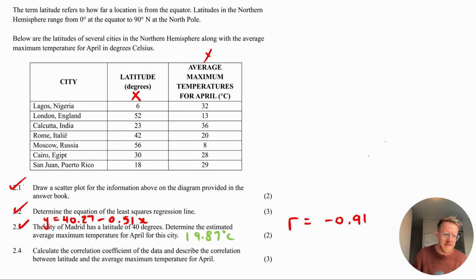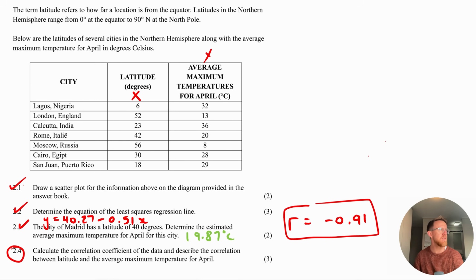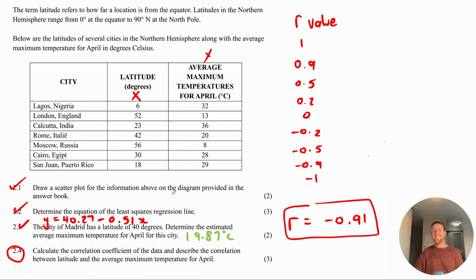Now lastly, this question here says, calculate the correlation coefficient. So here we have it already, negative 0.91, and describe the correlation. So guys, I have made videos on this where I've tried to explain the different R values, okay? But let's quickly go through that. Now, you're going to see different things in different textbooks. I've seen so many different ways of describing it in different textbooks, but in general, all that you need to know is the following.